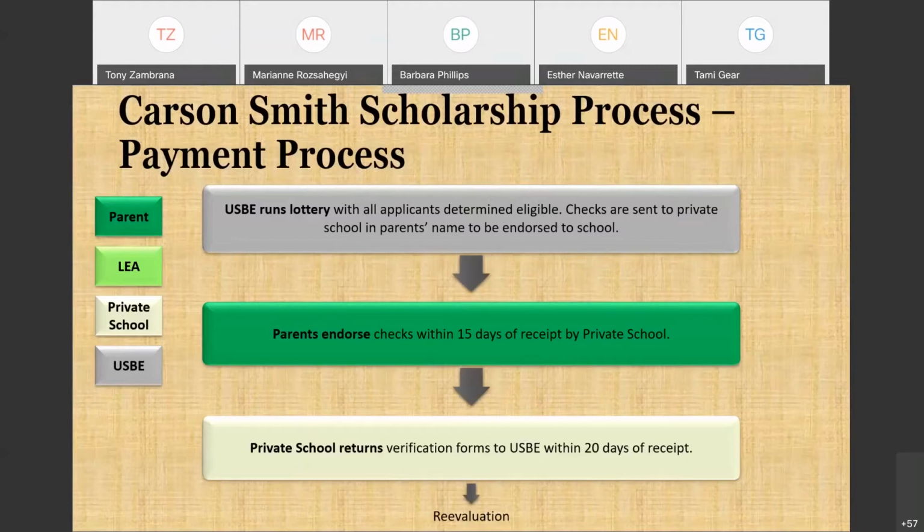That may sound unnecessarily complicated, but I assure you that it is necessary due to regulations that you guys are welcome to look up in the codes. But we do have to have it where the checks are sent to the private school and then the parents have to come in and endorse it. That is to fulfill codes and rules that we cannot change. Okay, so then the parents endorse checks within 15 days of receipt by the private school. At that time, the private school will return the verification forms to us over at the Board of Education within 20 days of receipt.